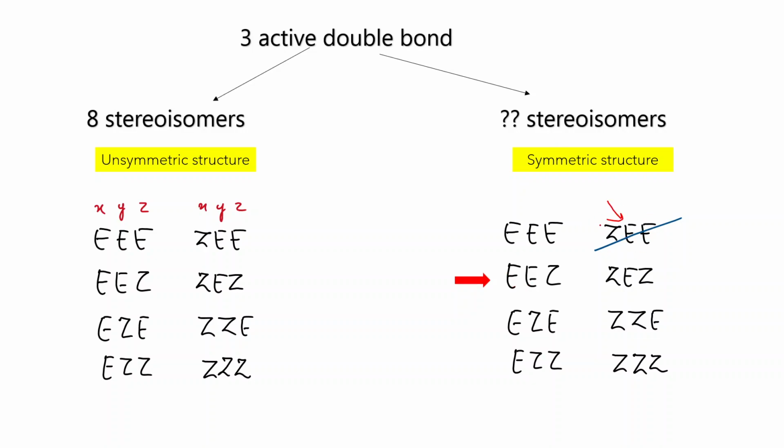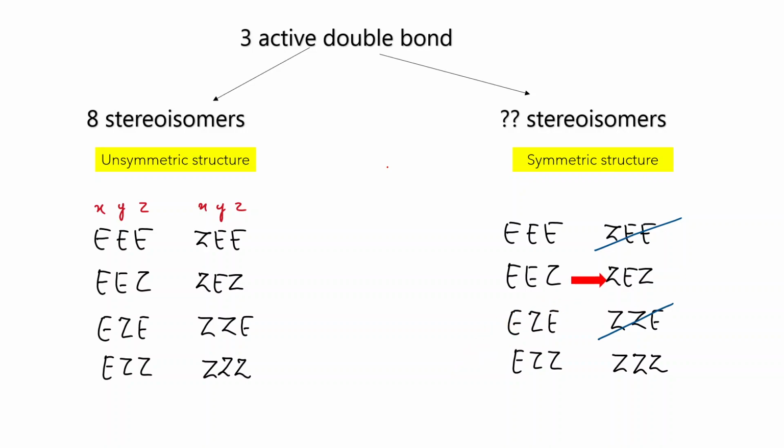this combination of configuration will give you the same molecule as this, because you can flip the molecule, you can do a 180-degree rotation of the molecule from an axis passing through the middle or anywhere else, to be very frank. Next, EZE, this is a palindrome, so you won't get the other part of the pair. EZZ, this is not a palindrome, so you will get ZZE, and you will cut this ZZE.